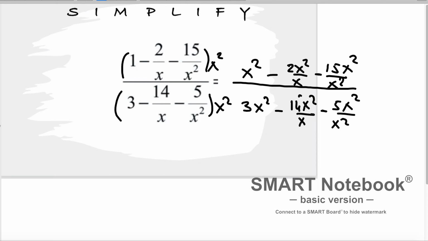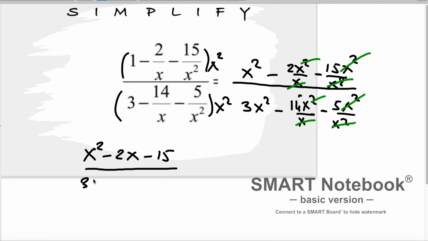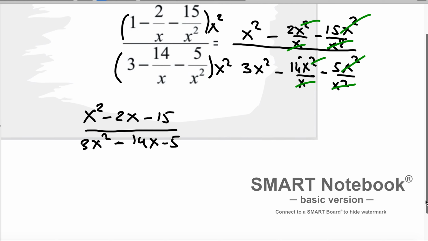And now we are going to simplify whatever we can simplify. So x squared with the x, we are going to simplify, x squared with the x squared, same thing here in the lower part, x squared with the x and the x squared with the x squared. And now we can reduce and we can look how it looks now. Now it looks in this form, x squared minus 2x minus 15, and everything here is divided by 3x squared minus 14x and minus 5. And now we are going to factor in the prime factors.